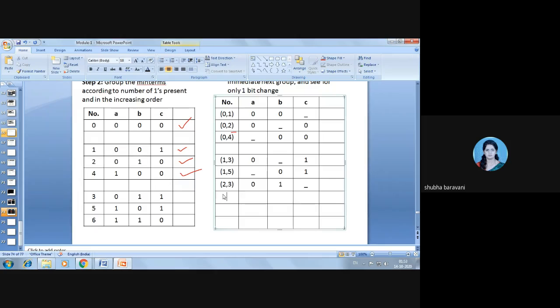Next what I'll do, I'll check 2 and 6. 0 to 1, 1 to 1, 0 to 0. So 2 comma 6 is possible, because A is changing from 0 to 1. So I'll put a dash here. B retains its state and C retains its state. Okay, 2 is done.